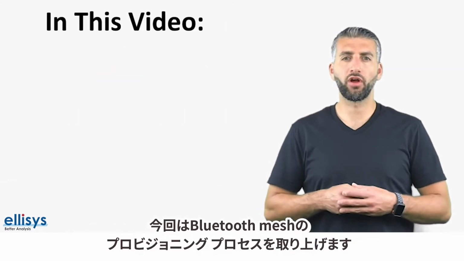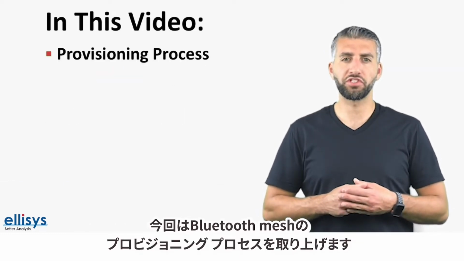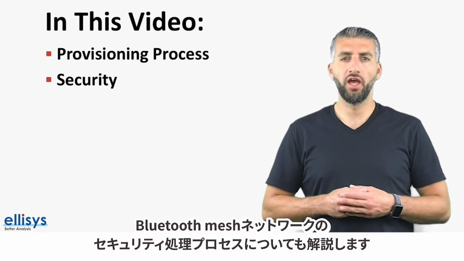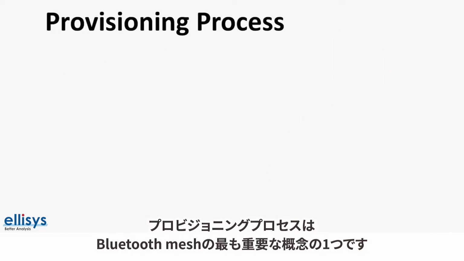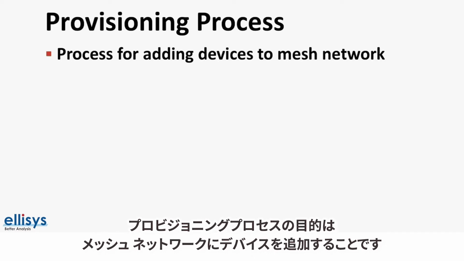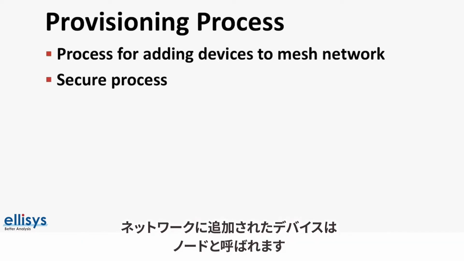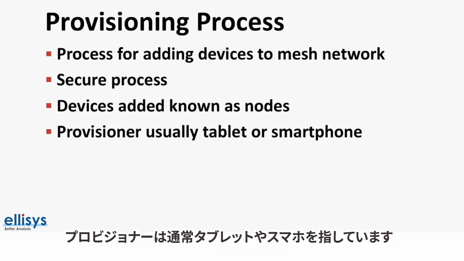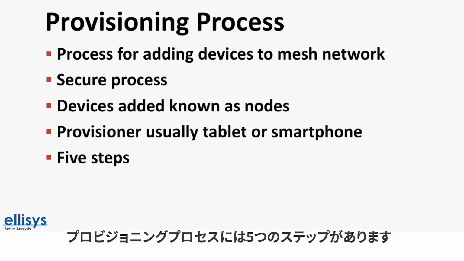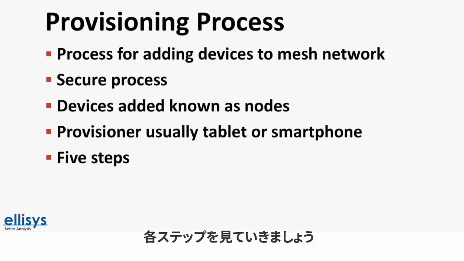The topics we'll cover in this video include the provisioning process in Bluetooth Mesh and how security is handled in a Bluetooth Mesh network. The provisioning process is one of the most important concepts in Bluetooth Mesh. It is used for adding devices to the mesh network. A device that gets added to the network is called a node. The provisioner is usually a tablet or a smartphone, and the process involves 5 steps. Let's go over each of these steps.